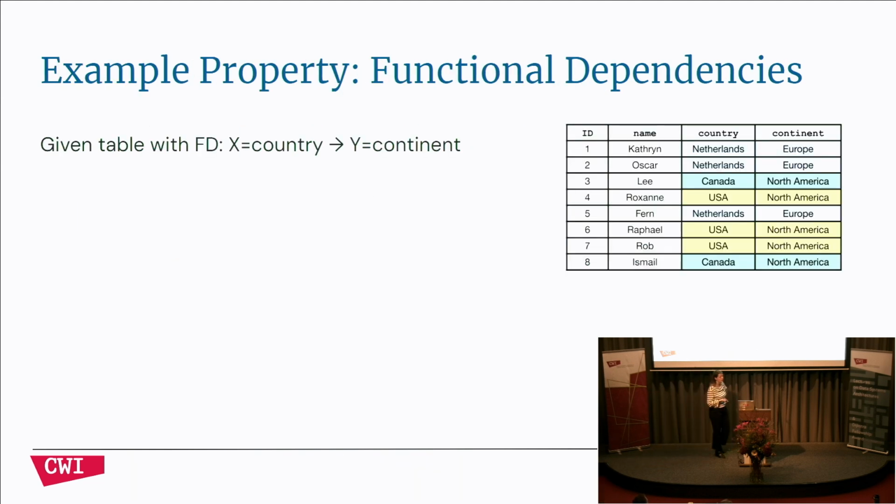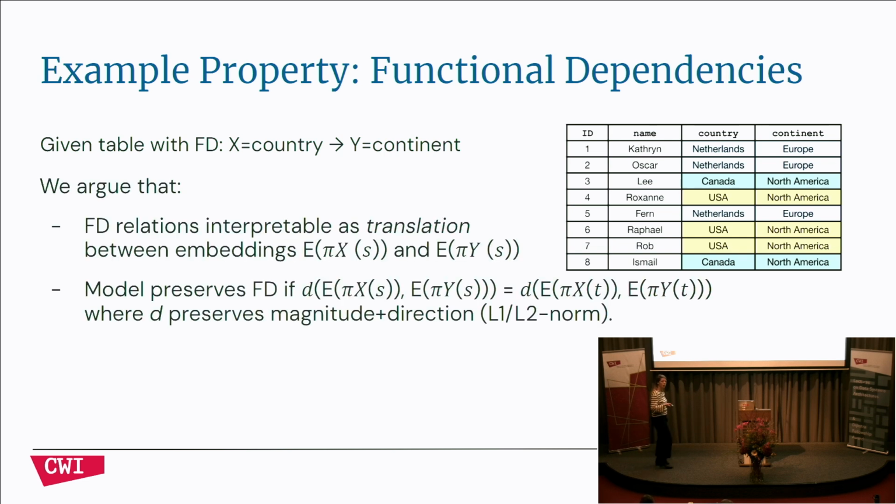So starting with an example property that I really liked is functional dependencies. Given this table here at the right, we can say that there's a functional dependency between these two columns, country and continent. What we argue in our tool Observatory is that we can interpret these functional dependency relationships as a translation in the embedding space.